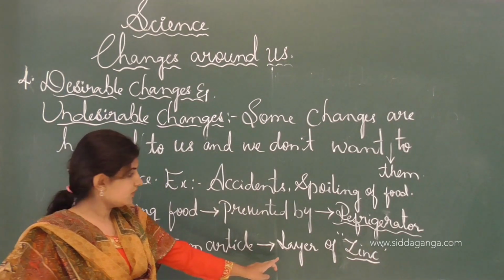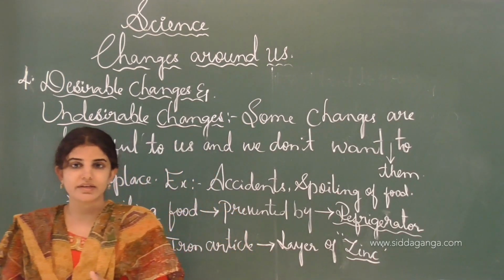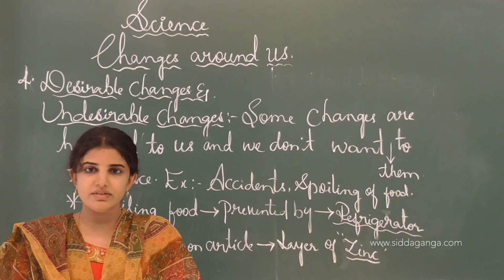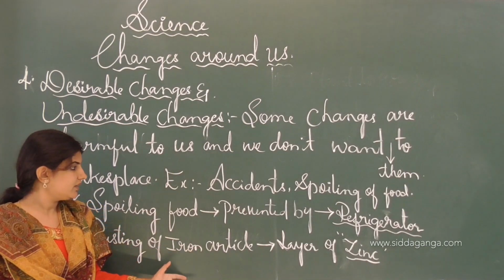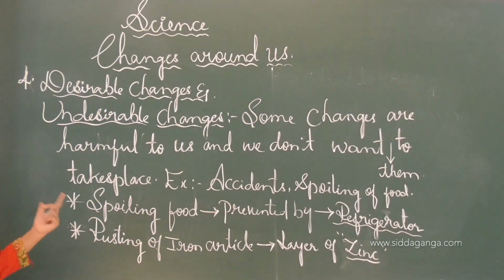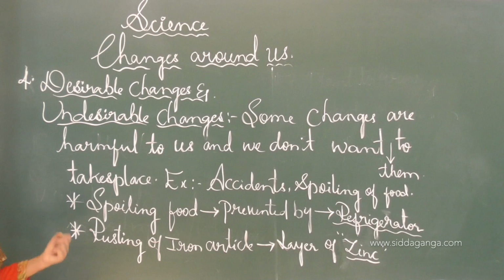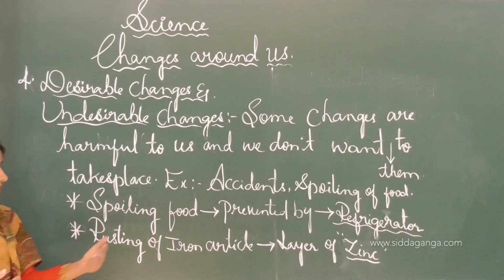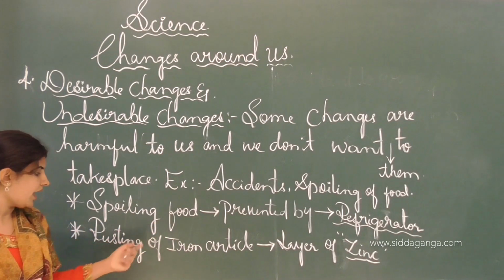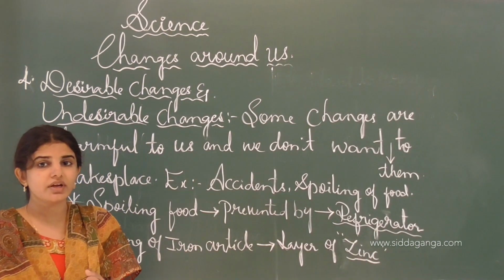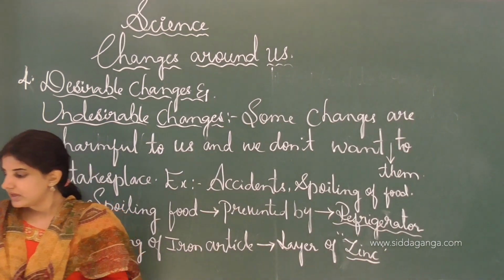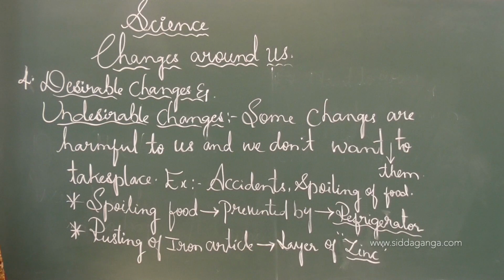Rusting of iron we can prevent by coating a layer of zinc over the iron article, so that we can prevent the rusting which takes place in the iron article. These are the examples of undesirable change which we can make into the desirable one: keeping the food items in the refrigerator, and preventing rusting of iron by coating a layer of zinc over it.